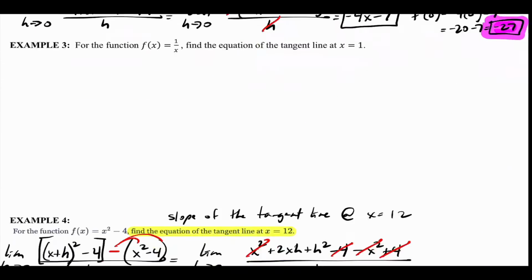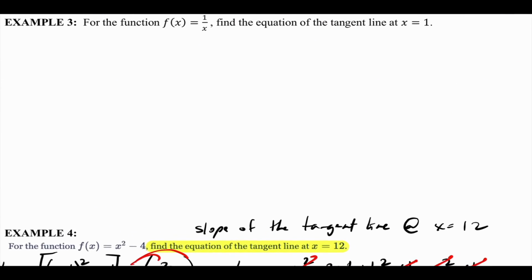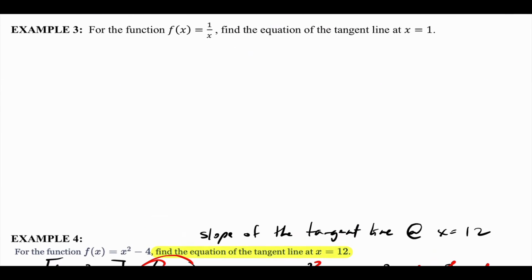Okay, so we did a couple of them. The last one we haven't done is example number 3. So we have f of x, a function, 1 over x, right? We have our function, and these are the directions: find the equation of the line tangent at x equals 1.